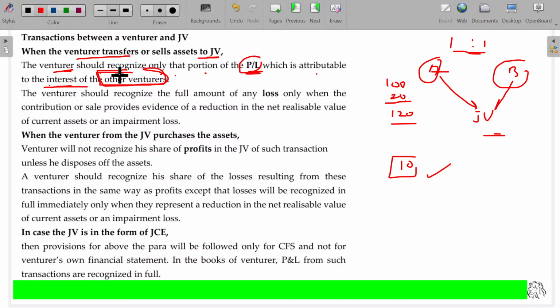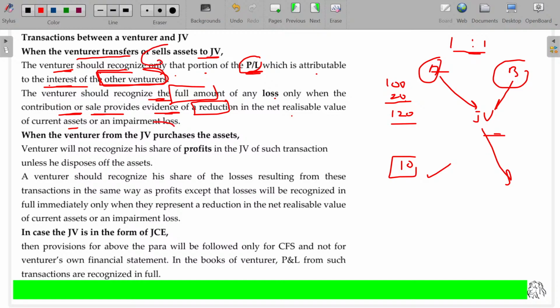And suppose the joint venturer completely sold this asset to a third party, then of course no problem, they can recognize. The venturer should recognize the full amount of any loss only when the contribution or sale provides evidence of the reduction in the net realizable value of the current assets. In case the asset seems to be definitely lost, then they can provide the full loss to be recognized in the joint venturer's book.